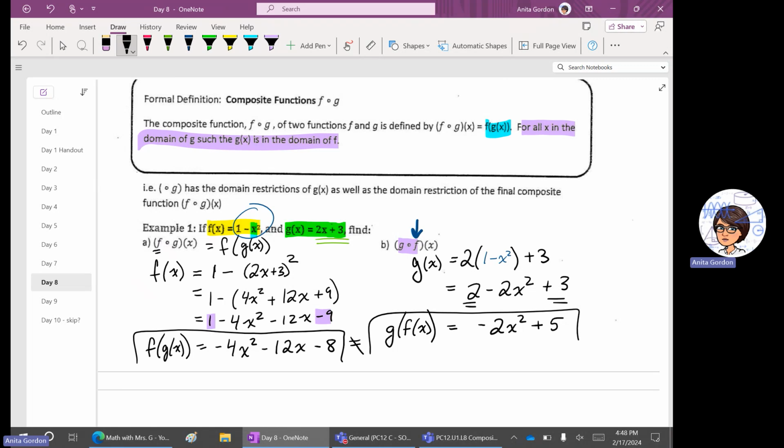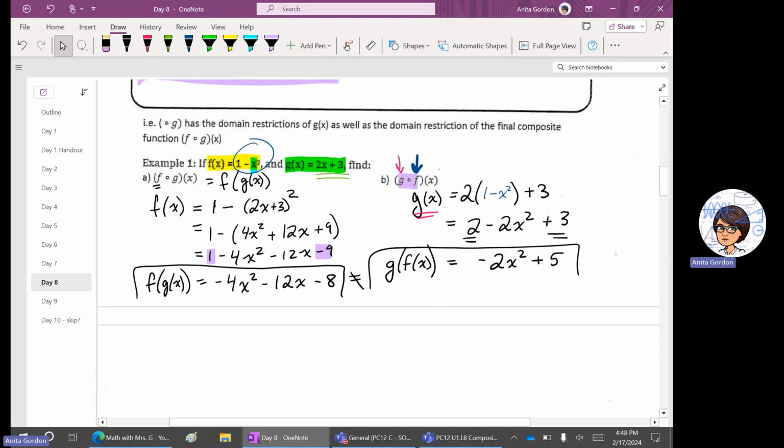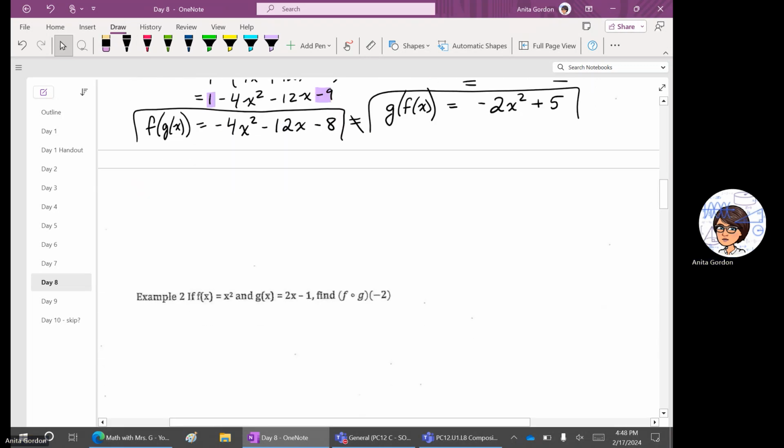So order matters. So when we're looking at this notation, the first letter is the outside, your starting function, and you're going to leave space where you see the x in the starting function, and you're going to substitute the second function in the line.